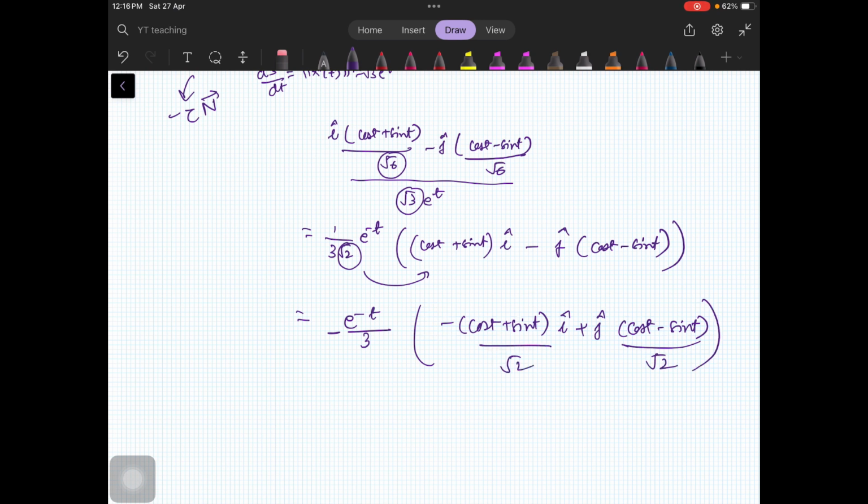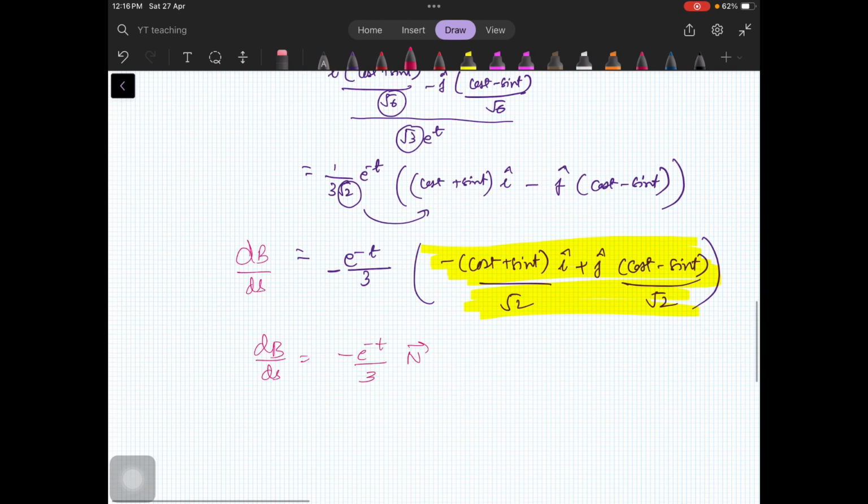So if you look at this vector and compare it with your n vector, this is nothing but the n vector. So this was equal to db by ds. So I get db by ds is minus e raised to power minus t divided by 3 times the n vector. So I know that db by ds is minus torsion times n. So my torsion is e raised to power minus t by 3. So this is the torsion for this particular curve.